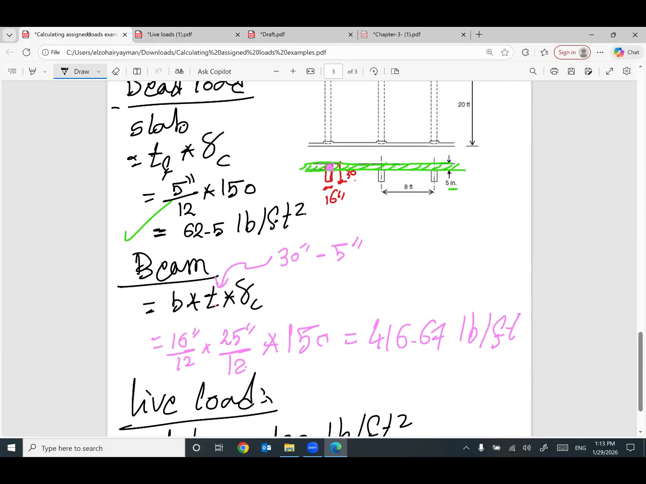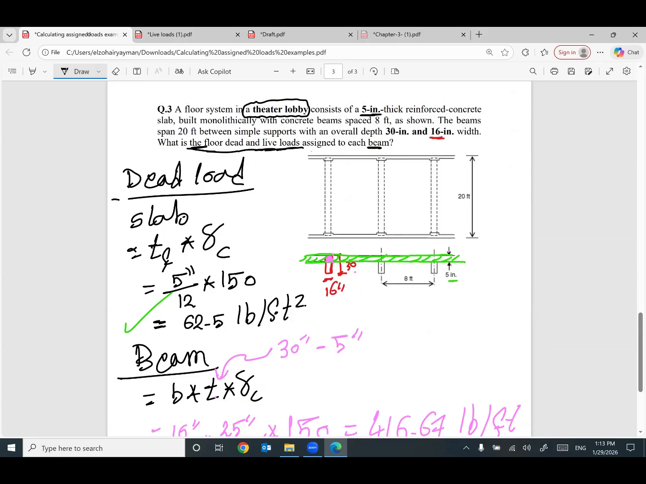After we are done with the dead load and the live load in general, okay, let's consider one beam. I will consider this beam because this one is continuous from this side and continuous from the other side. So what I can say, this beam and the next one, I will divide this distance. So from center line to center line, this is the area assigned to this beam.